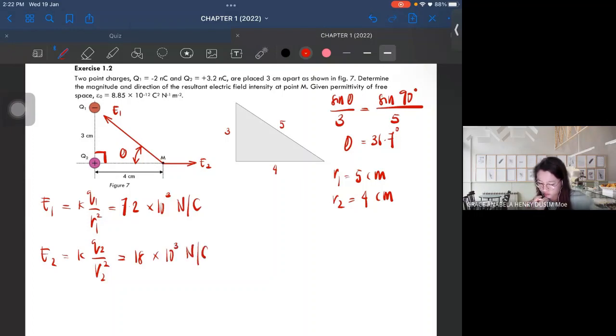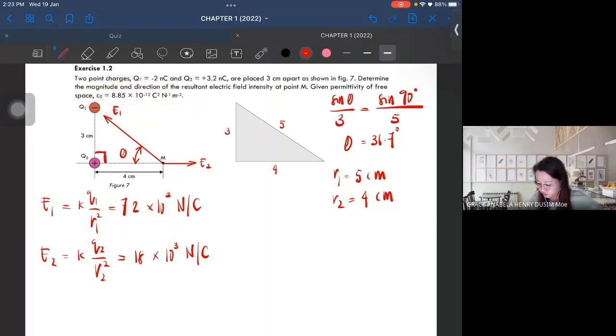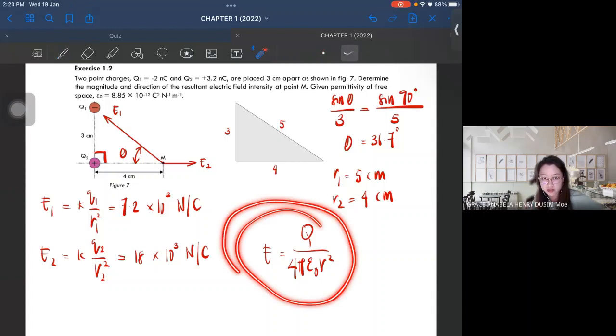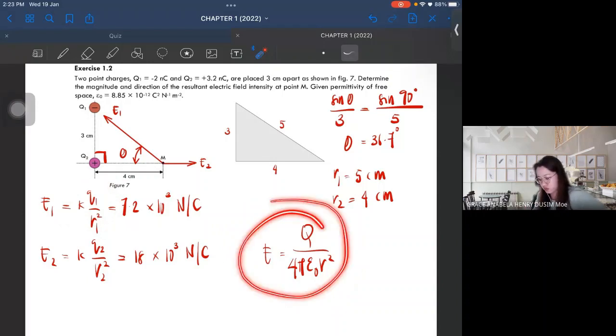Okay, so E2 is KQ2 over R2 square, which will be equal to 18 times 10 to the power of 3 Newton per coulomb. Okay, if you want to use the formula which uses this, there is a formula that equals Q over 4 pi epsilon naught R square. There is another formula like this, right? But I would prefer to use this one because it is much simpler. Okay, but you can also use this formula.